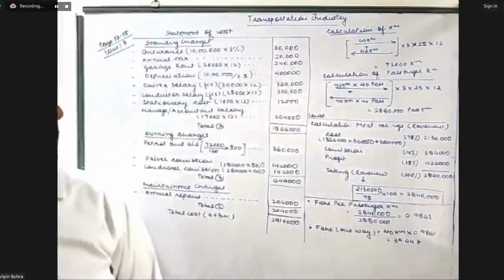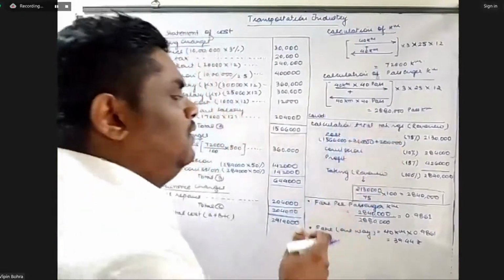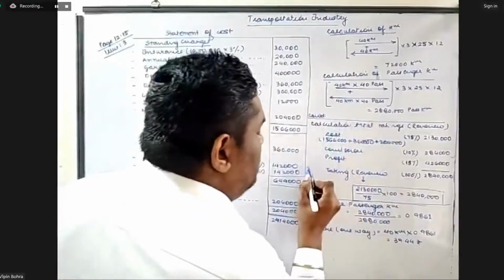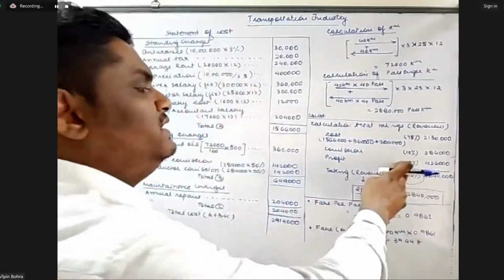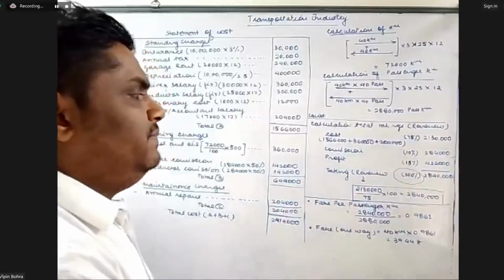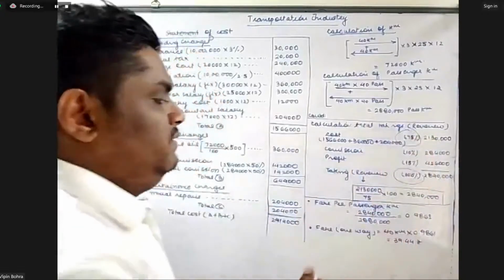I request you guys to please copy this explanation. Assuming the total revenue is 100%, the profit is 15%, the commission will be 10%, and the total cost will be the remaining 75%.